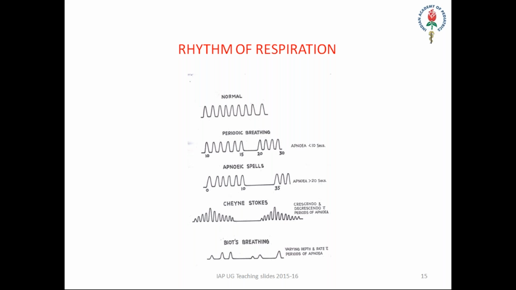You see the rhythm, it will be crescendo, and again at the peak, in between, the crescendo pattern with periods of apnea in between. And Biot's breathing, you can see varying depth and rate also with periods of apnea. See the first spike, it is a little bit low, depth is varied for the first and the second wave, and even the rate is disturbed, like there are periods of apnea in between.